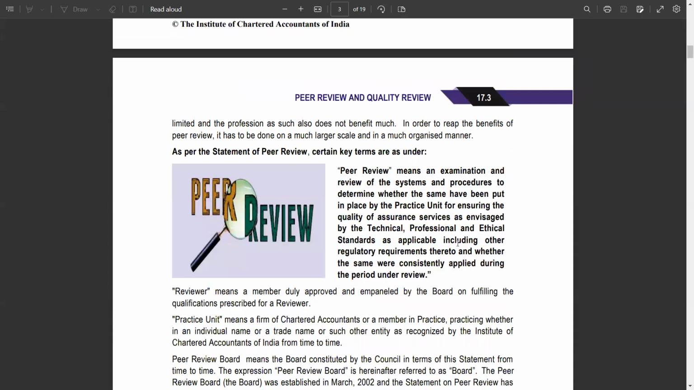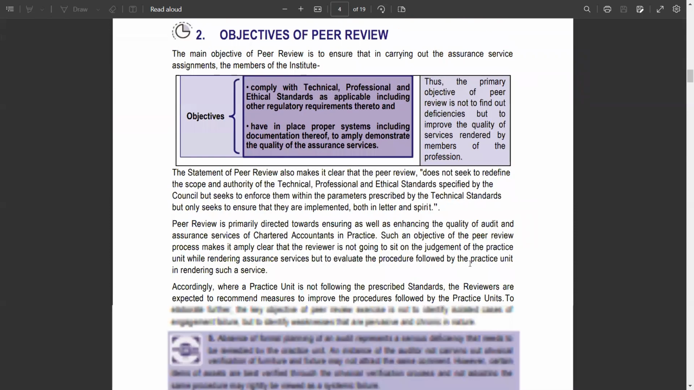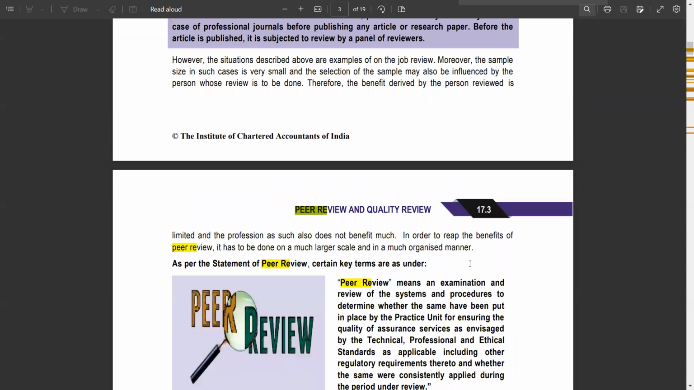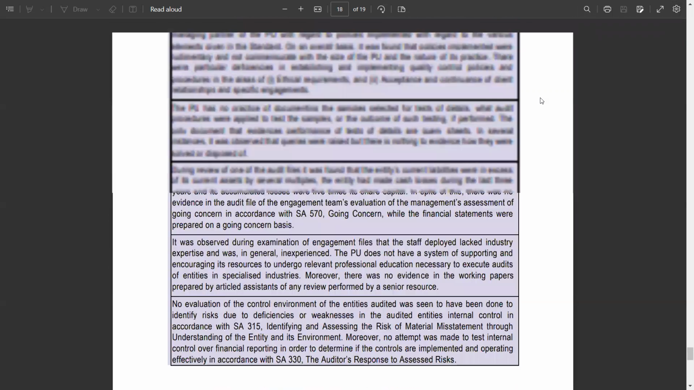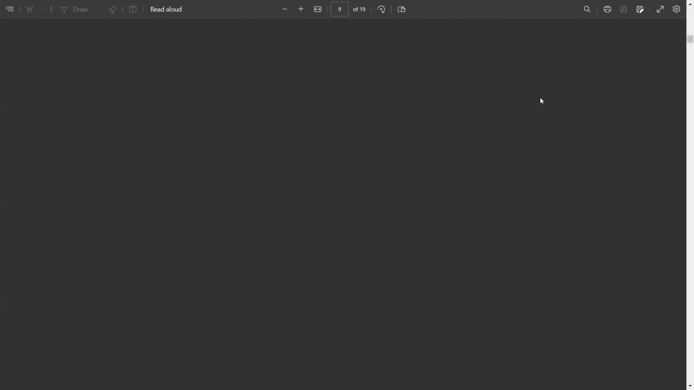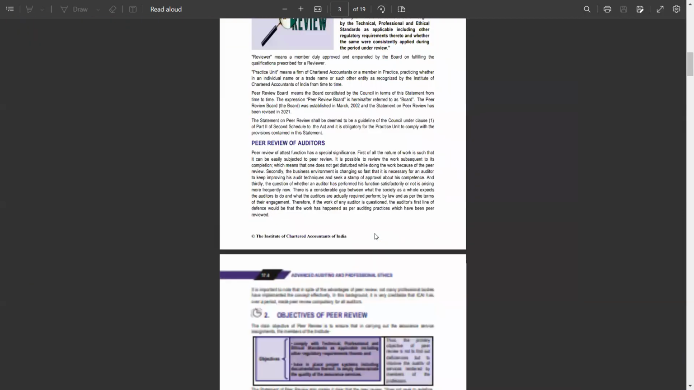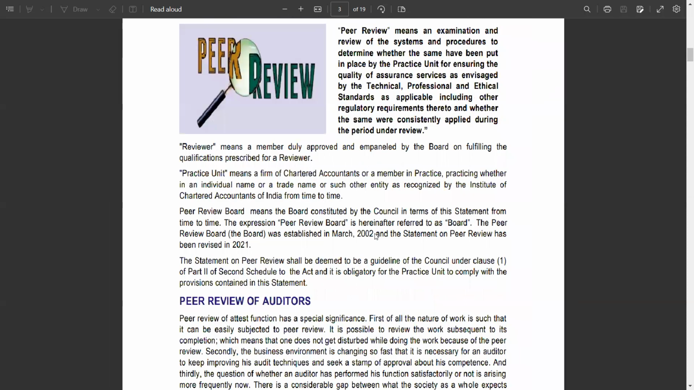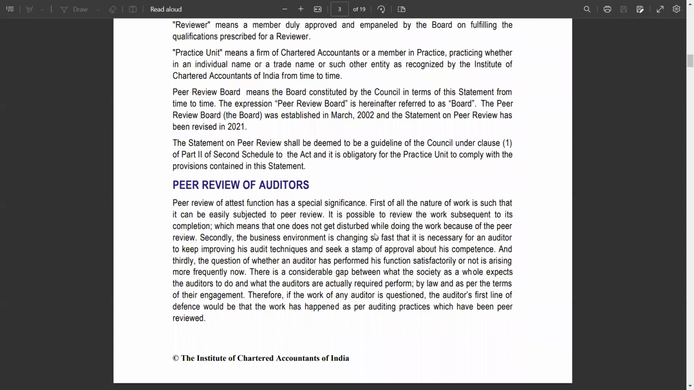Now, since we have covered this definition of peer review, there's another definition which we need to cover, and that definition is important. We search for new unit. I think maybe it's covered in practicing unit as well. Okay, I think it is covered.